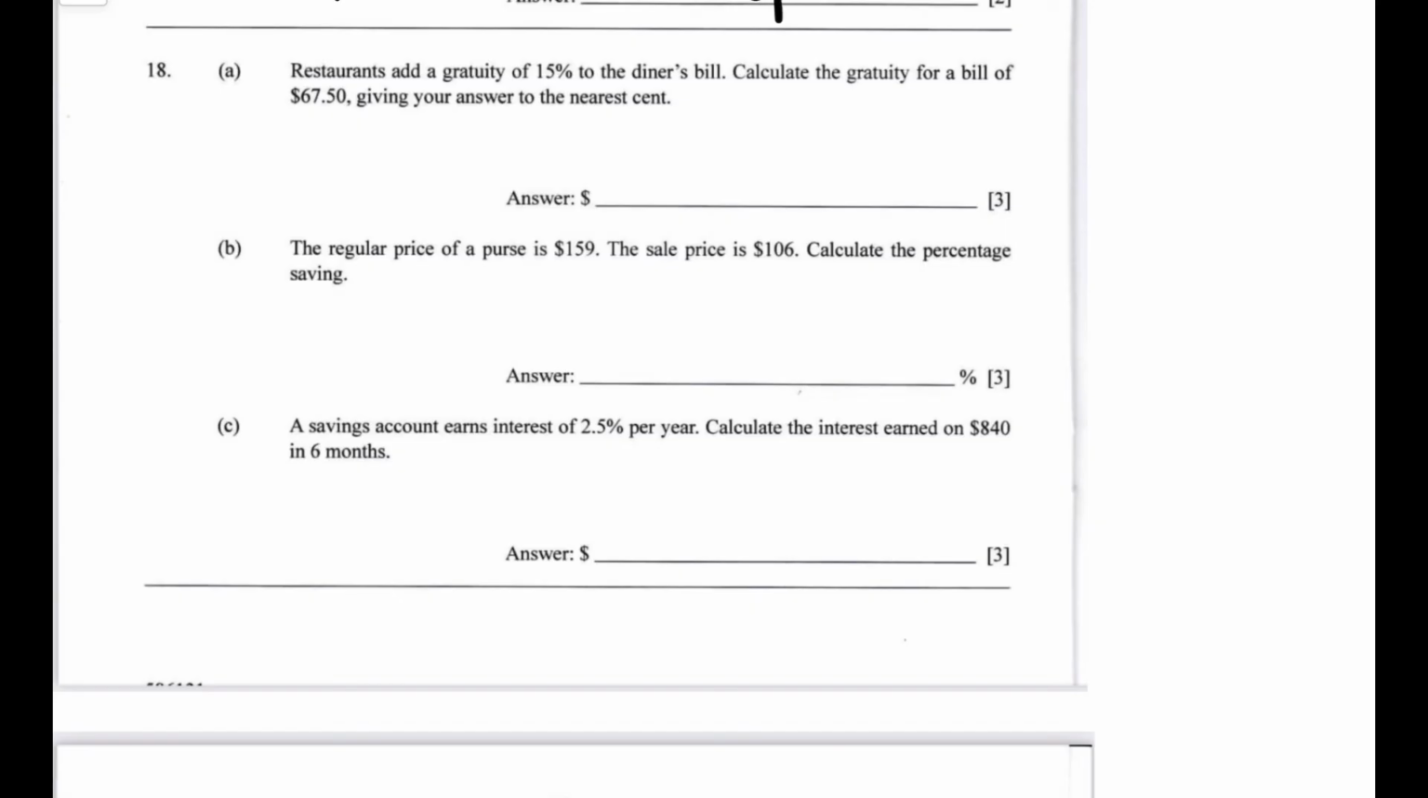which gives us 10.125. And it says to give our answer to the nearest cent, and we don't give money in this form, so the answer will then be $10.13, because we round up the 2 because of the 5.